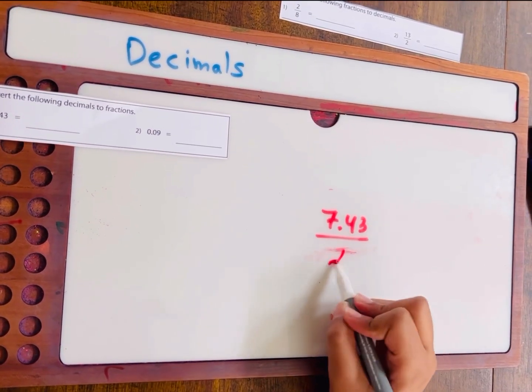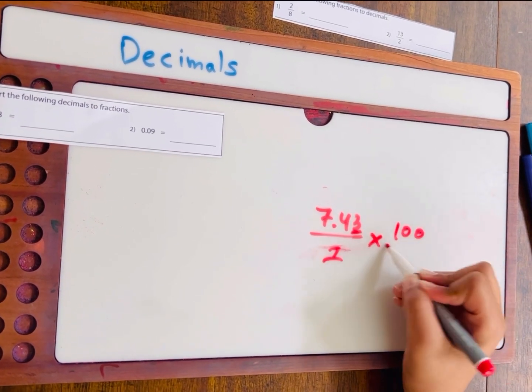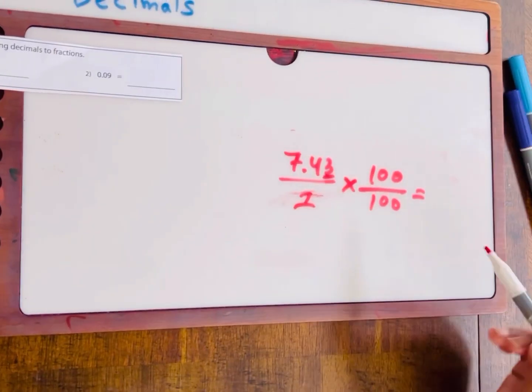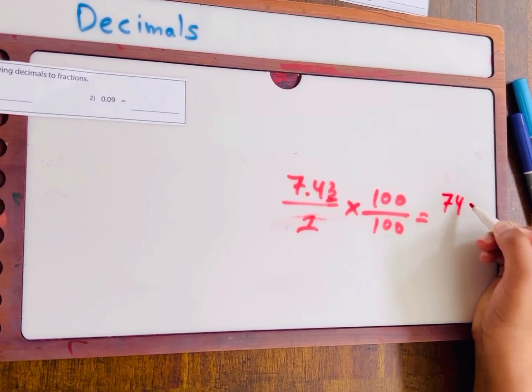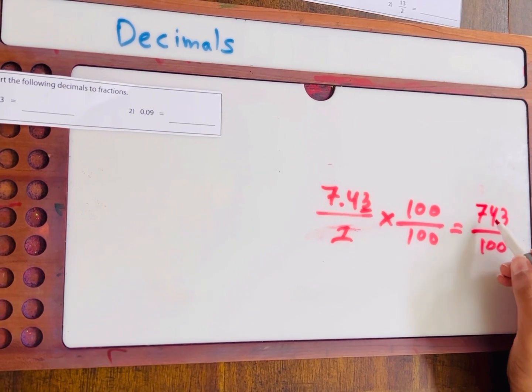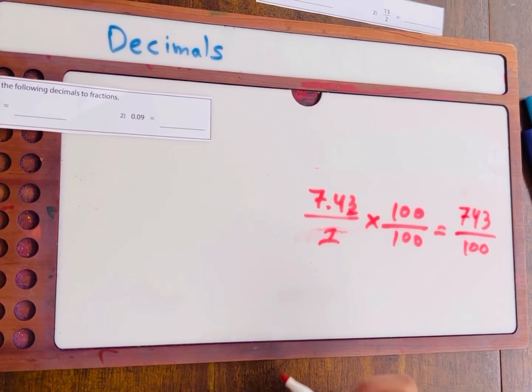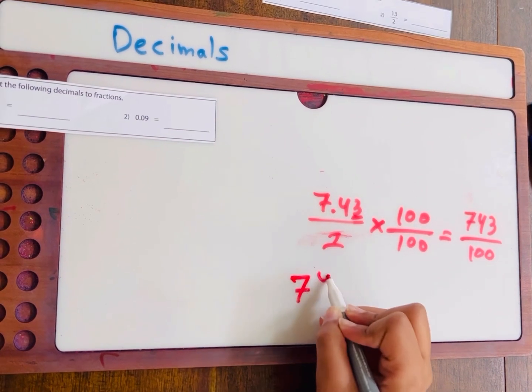7.43 by 1. You see, this is in the hundredths place, so we should multiply by 100. This would be 743 by 100. And 743 is actually above 100, so it's an improper fraction. We could turn this into a mixed number like this.